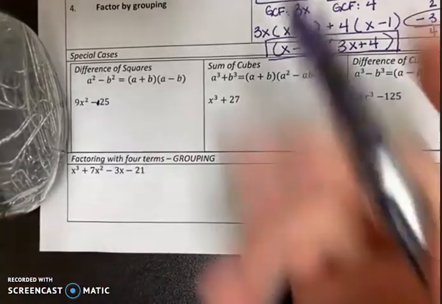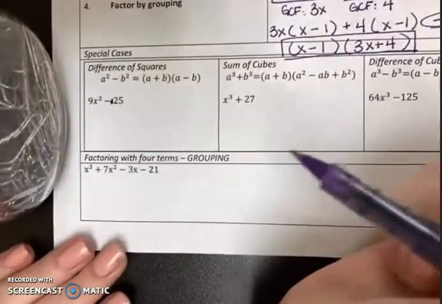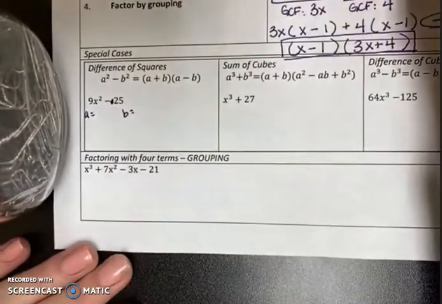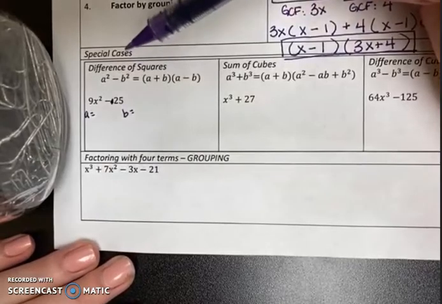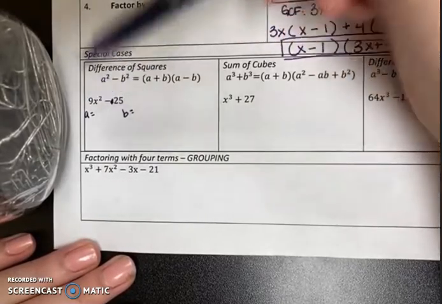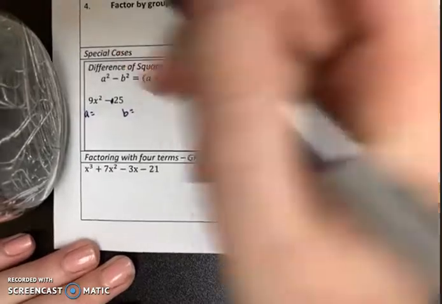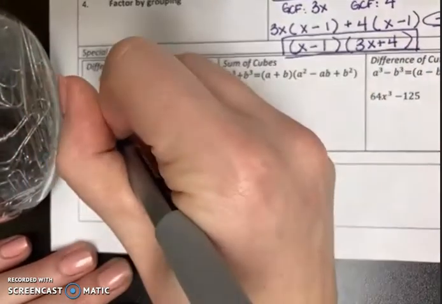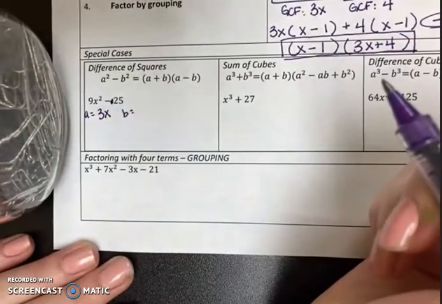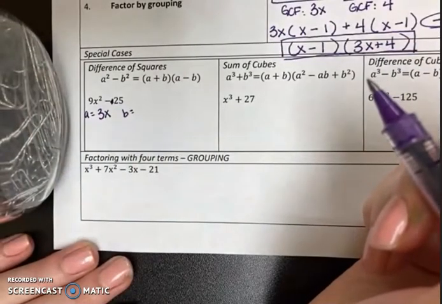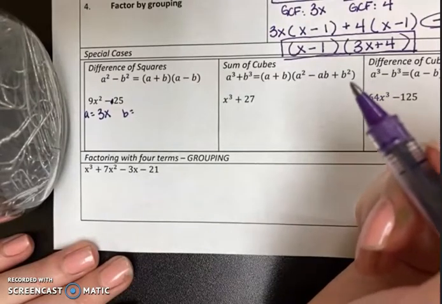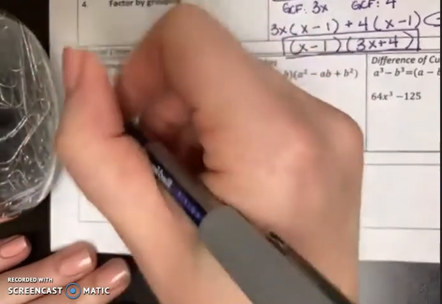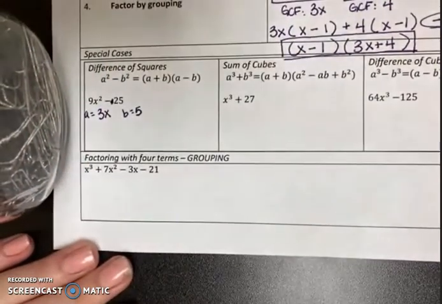For example, if I have 9x squared minus 25, to find a and b, I need to ask myself, what squared will give me 9x squared? Well, 3 squared would give me the 9, and x squared would give me x squared. So a would be 3x. If I were to ask myself what squared would give me 25, the answer would be 5, making b 5.